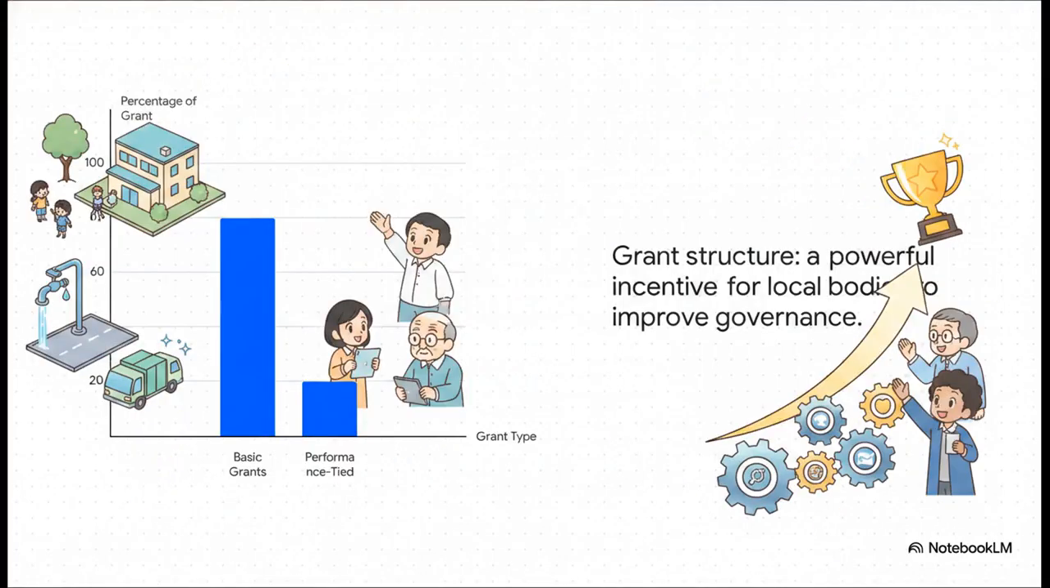But here's the clever part. How is this money actually given out? Well, it's not just a blank check. 80% of it comes as basic grants for all the essential stuff, but the other 20% is tied directly to performance. This creates this incredible incentive for local bodies to get better at governance, to manage their finances well, and to actually deliver services if they want to earn that extra cash.